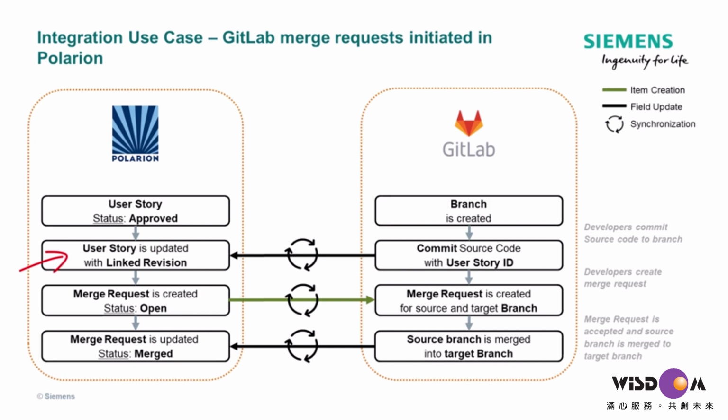The user story can then be analyzed, verified, and validated to make sure it was implemented as intended, and a merge request is initiated from Polarion for merging the dedicated user story branch to the master branch. The merge request gets created in GitLab, where it can be analyzed, approved, and executed. On execution, Polarion gets notified and updates the merge request status to merged.